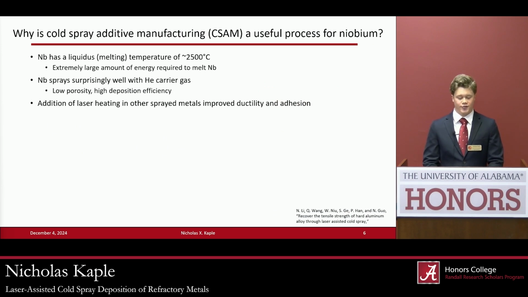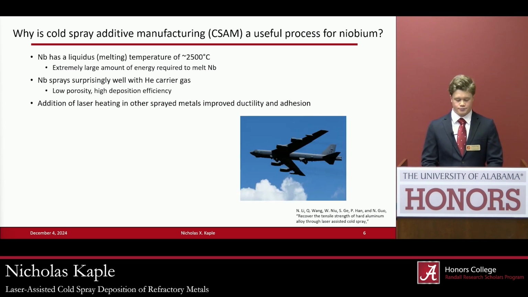So why is cold spray additive manufacturing a useful process for niobium in particular? Niobium has a liquidus melting temperature of 2,500 degrees Celsius, and so it requires an extremely large amount of energy to actually melt. Niobium also sprays surprisingly well using helium carrier gas, and we found in our work that we get low porosity and high deposition efficiency. Also, we found in other metals that the addition of laser heating can generally improve ductility and adhesion strength. We normally use niobium right now in applications in aerospace, like for supersonic weapons, hypersonic weapons, or in nuclear fusion reactors.